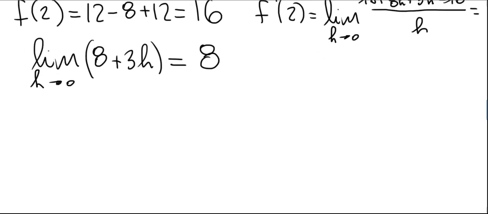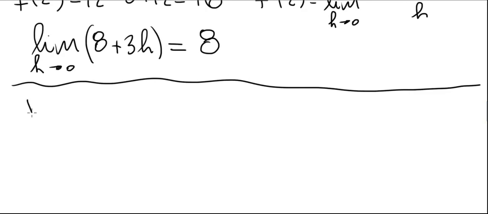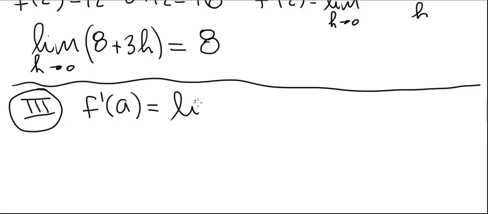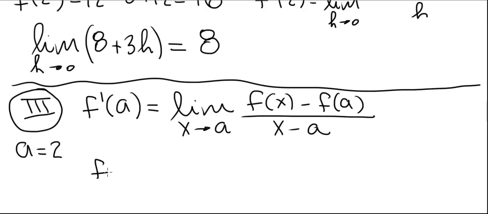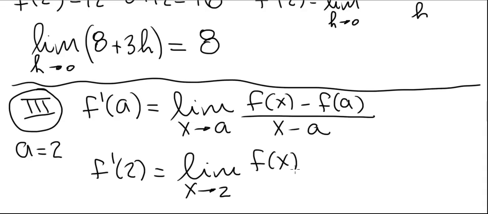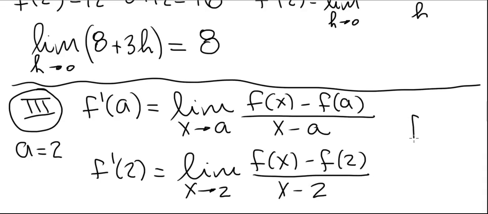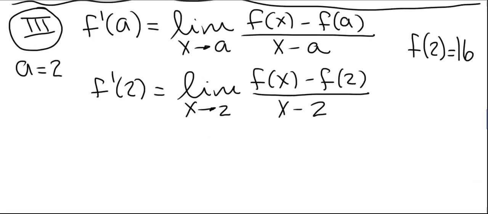Now let's do the same thing using yet a third method, which is method number 3. Method number 3 uses a slightly different definition of the derivative. It's of course the same thing, and it's this: f prime evaluated at number a is equal to the limit as x approaches a of f of x minus f of a divided by x minus a. So in this case, a is equal to 2. So f prime of 2 is equal to the limit as x approaches 2 of f of x minus f of 2 divided by x minus 2. Now recall, we already computed in step 2 that f of 2 is equal to 16. So let's plug that in, compute the limit, and you'll see we also will end up with 8.